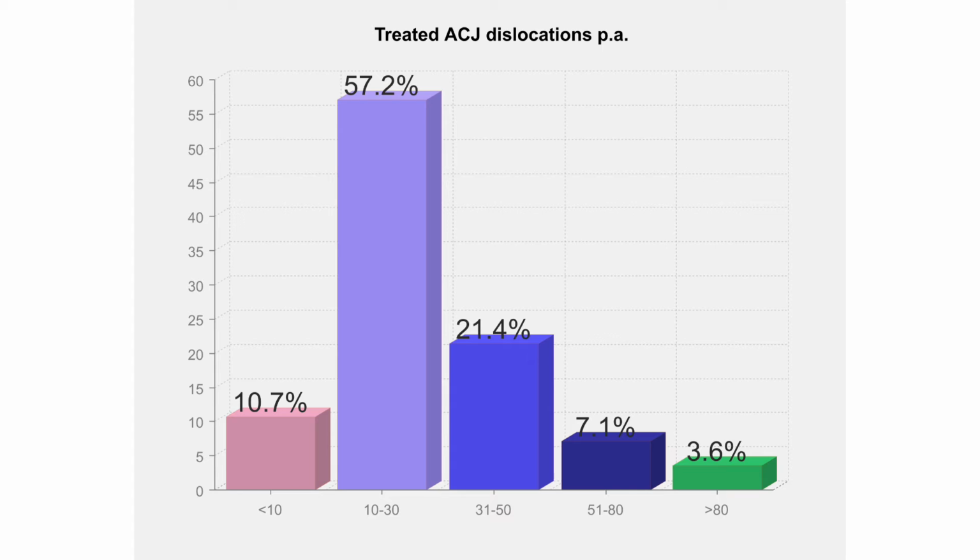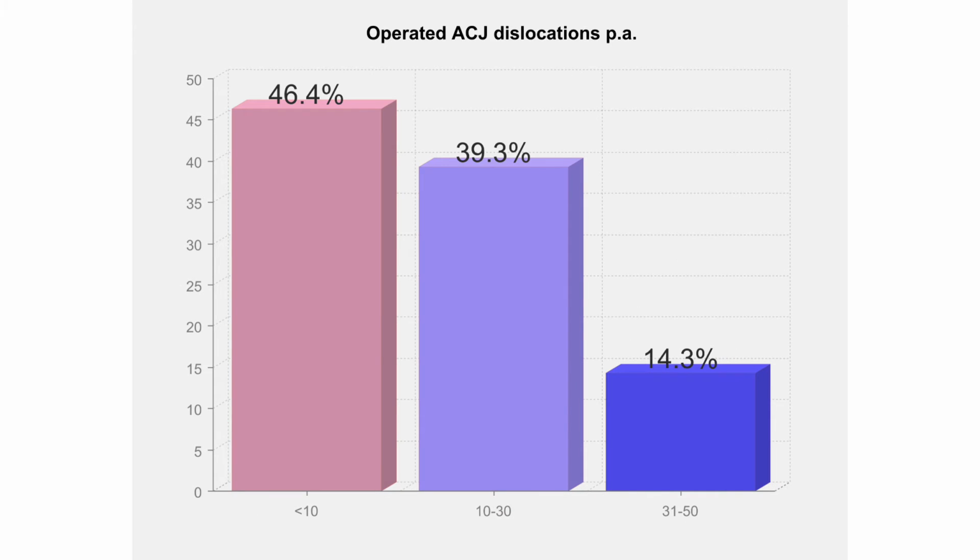So these are some insights on how many AC joints we treat. This is not operative, just treating. So most of us treat about 10 to 50 a year. Rarely we see above 50, and above 80 it was just one person. And these are the operated AC joint dislocations, so all of us operate less than 30 a year, but this is just operative treatment, not conservative treatment.